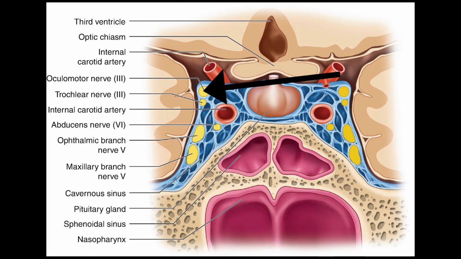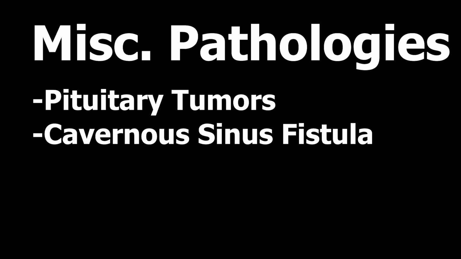So what are these structures? We got cranial nerve 3, cranial nerve 4, cranial nerve V1, cranial nerve V2, and then we got cranial nerve 6. And then you also have portions of the internal carotid artery and these sympathetic fibers that go to the pupil.